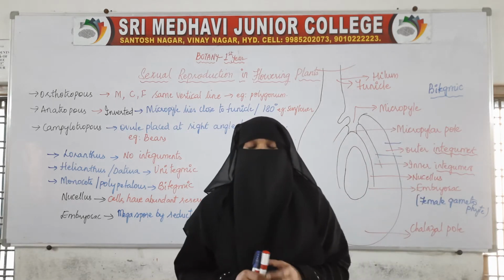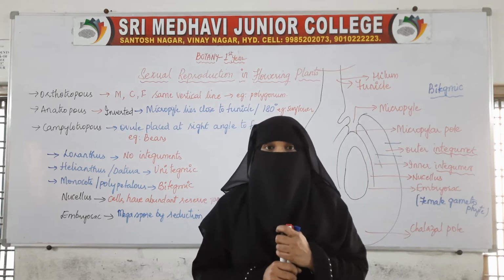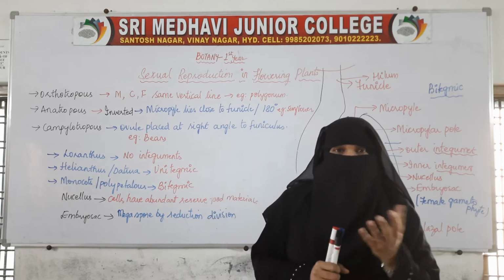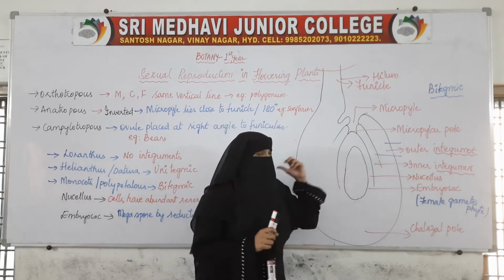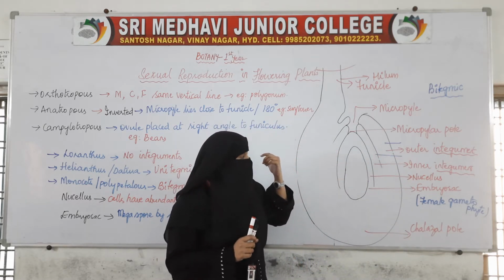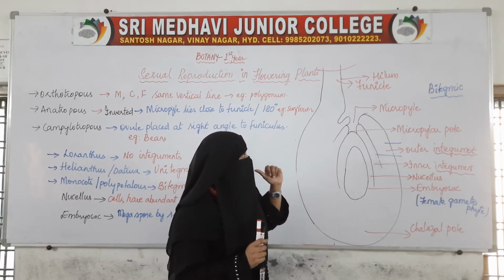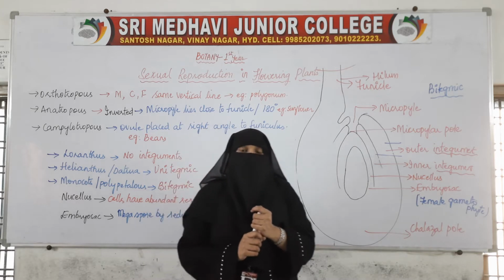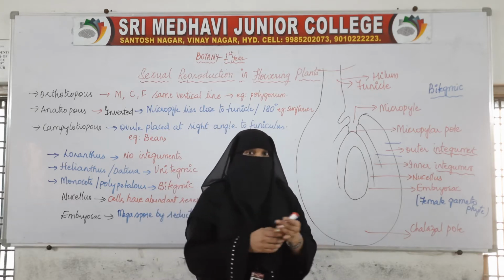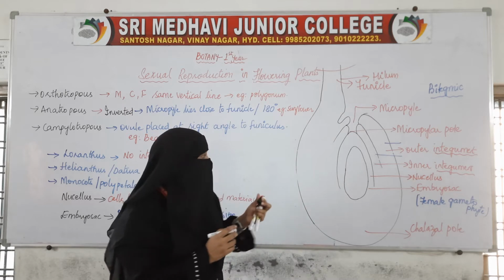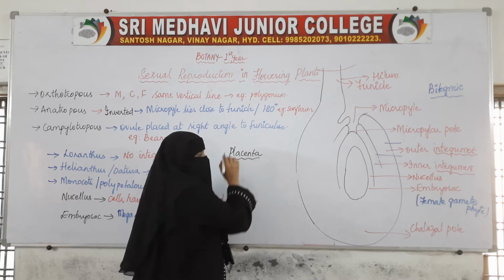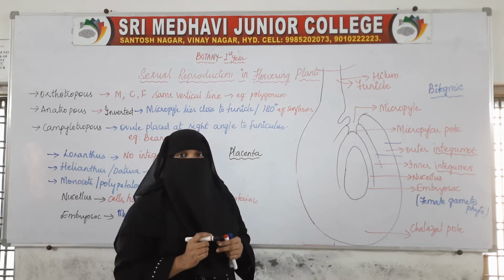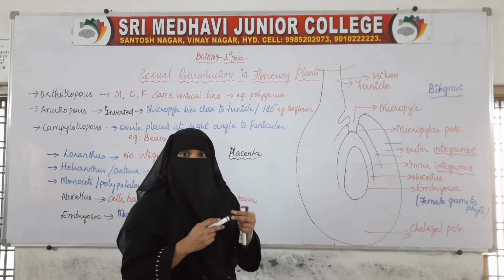Welcome everyone. We were discussing the structure of megasporangium, which we commonly call the ovule. So this is the structure of the ovule. The ovule is attached to the ovary with the help of a cushion-like structure which is called the placenta.